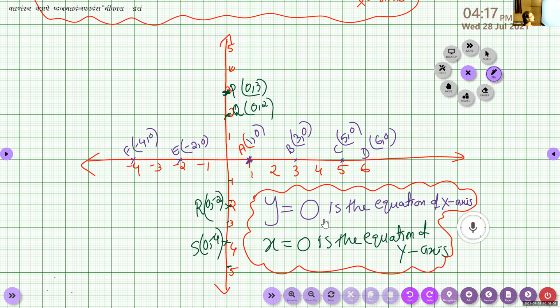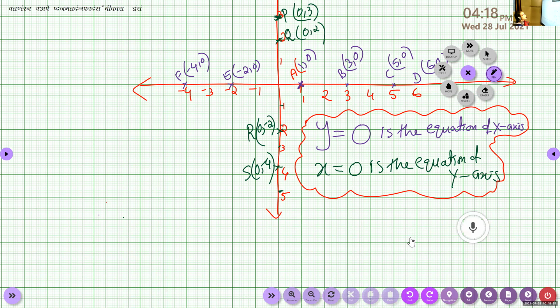Okay. And I'm giving you one question for Friday. Draw the graph of this. Simple question. Ma'am, is it homework? Homework. Draw the graph of 2x plus 1 equal to x minus 3. Just think, you will get the answer. Very simple question.